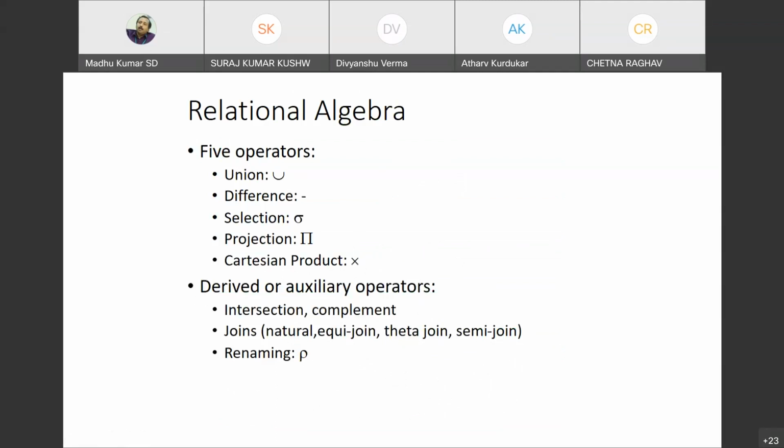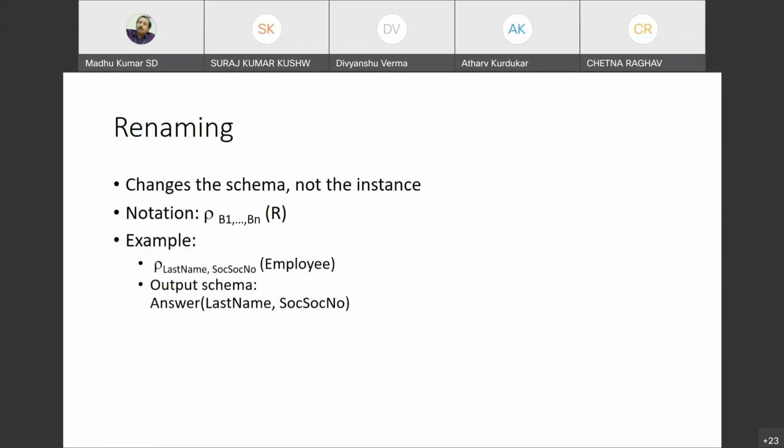So there are 5 fundamental operators. We have seen that. Then there are derived operators called intersection, complement, and various forms of join called natural join, equi join, theta join, and semi join. And you have an operator called renaming also. So what is this renaming operator? This only changes the schema.